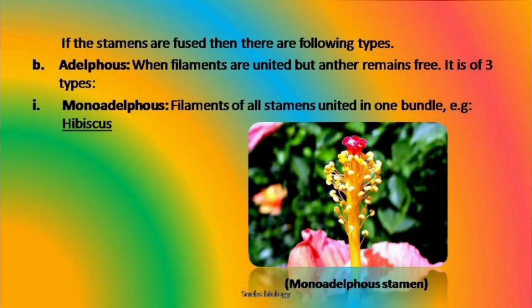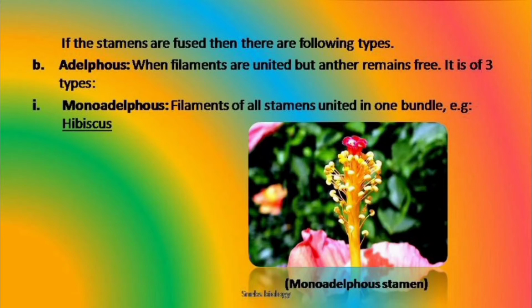The first one is where only filaments are fused but anthers are free. Such condition is known as adelphous condition. Now, depending upon how many bundles they have formed, we will classify it as monoadelphous, which means all the filaments are fused to form only one bundle. This is seen in case of Malvaceae family.